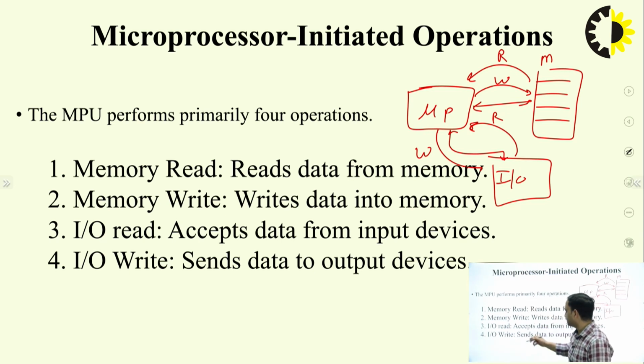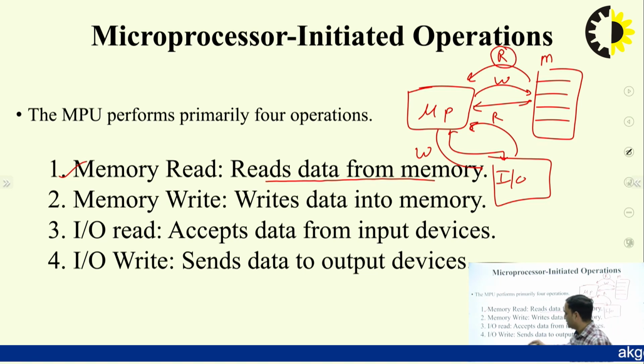The first operation is the memory read operation. What is the significance of memory read? It reads the data from the memory, so we call it the memory read operation. The second one is the memory write operation. This operation is performed between the MPU and the memory. It writes the data into the memory. So these are the memory based operations between the memory and the MPU.